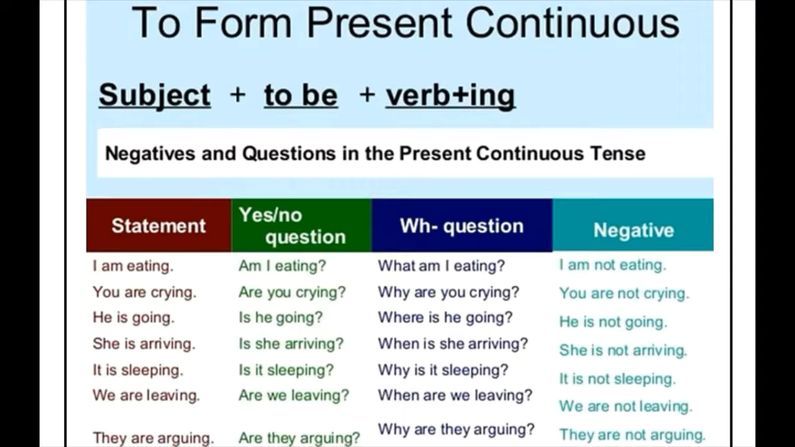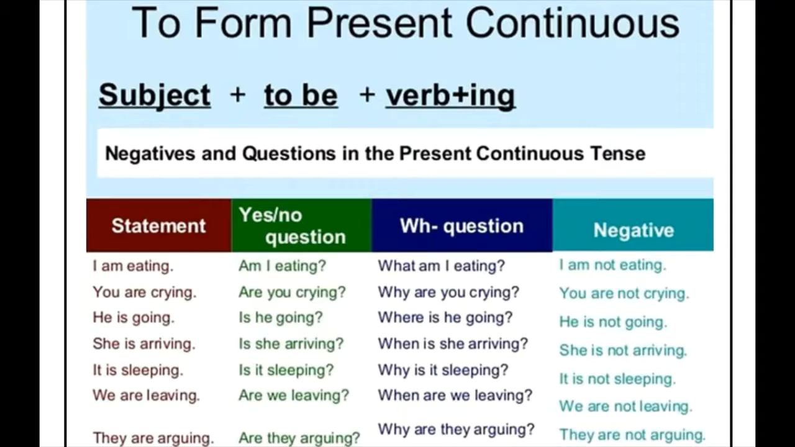So following the first sentence, we say, am I eating? Are you crying? Is he going? Is she arriving? Is it sleeping? Are you leaving? Are they arguing?